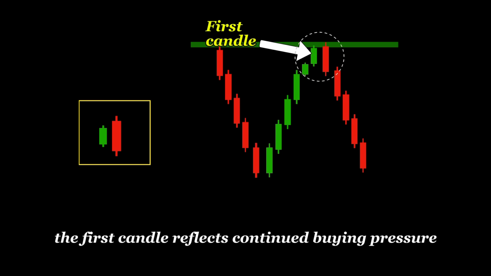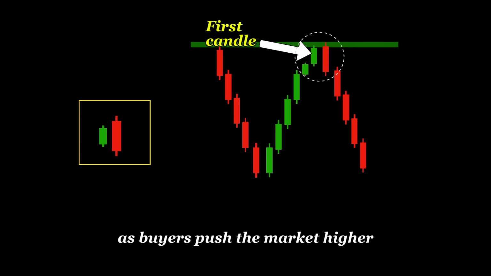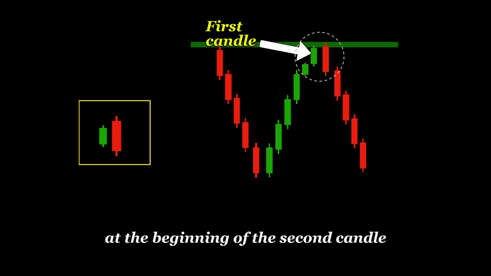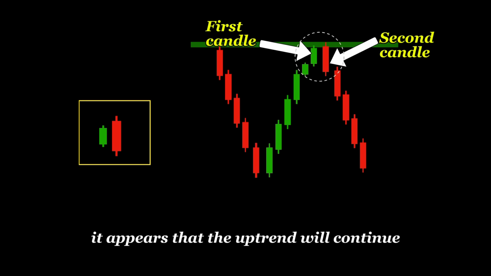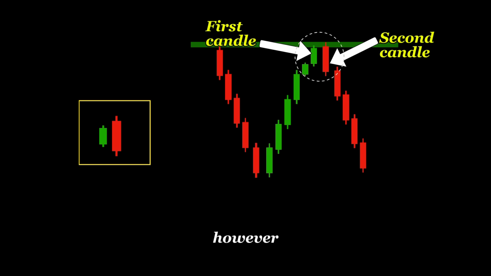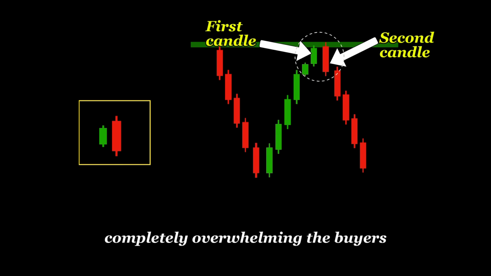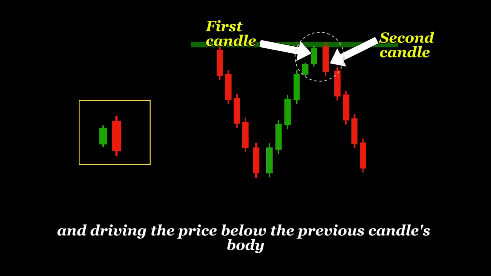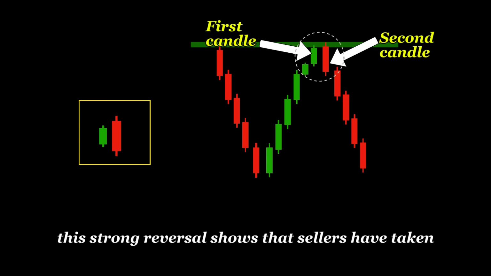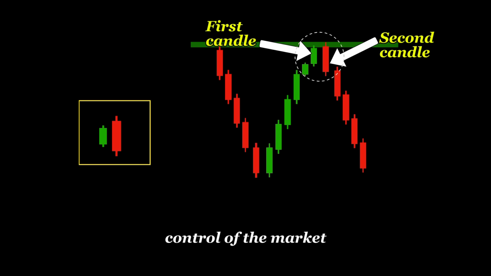The first candle reflects continued buying pressure as buyers push the market higher. At the beginning of the second candle, it appears that the uptrend will continue. However, sellers suddenly step in with strong selling pressure, completely overwhelming the buyers and driving the price below the previous candle's body. This strong reversal shows that sellers have taken control of the market.